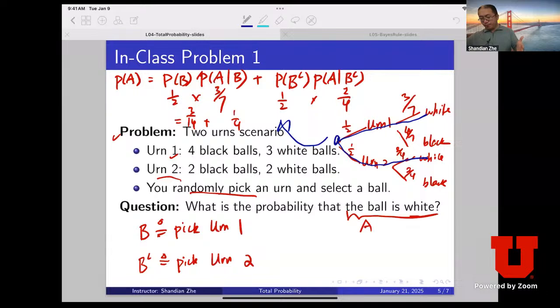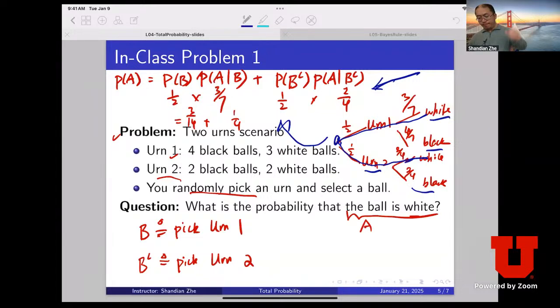And then given urn 1, you have a 3/7 chance to pick a white ball and a 4/7 chance to pick a black ball, right? And also you enumerate another path, where at the beginning you picked urn 2 with probability half, and then given urn 2, you have some probability to select a white ball. Overall you want to look at the marginal probability of selecting a white ball. What shall we do? We just pick out all the paths which reach a white ball, and add them together. Right? This literally is just an execution of the total probability.